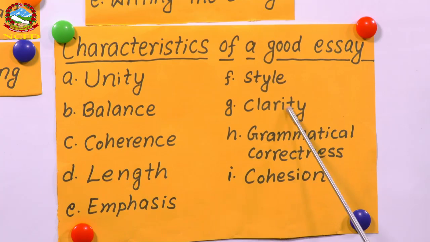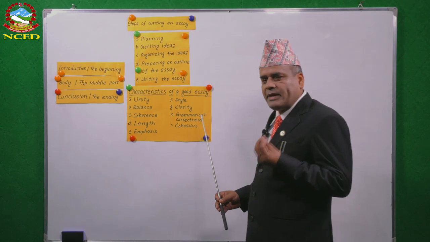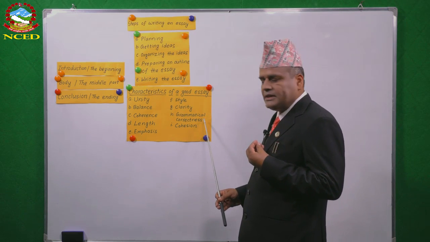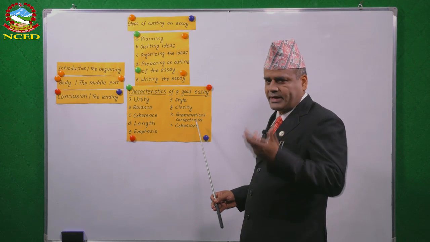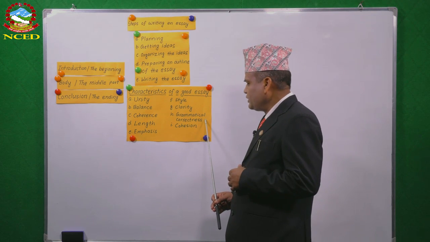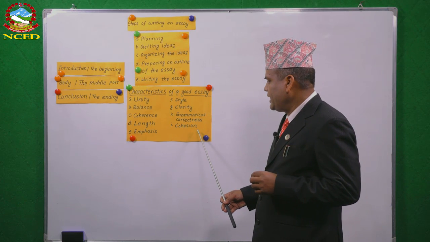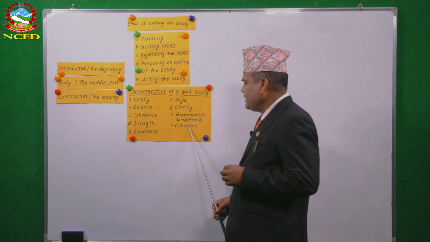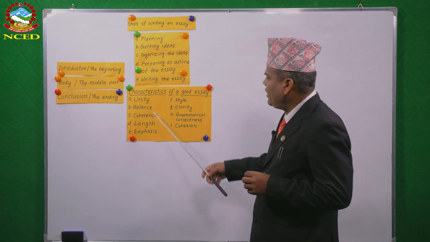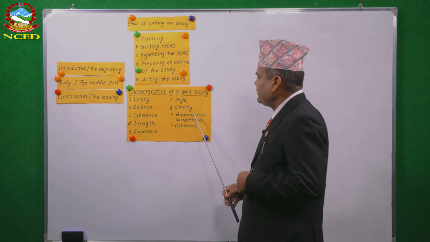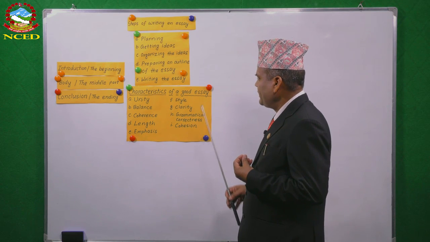And after clarity, grammatical correctness. It is one of the major points, because one of the very important aspects of language is grammar, which gives the correctness. And when we write something, at that time, it needs the correctness of language and cohesion, right? And these are all the things that represent the characteristics of a good essay.